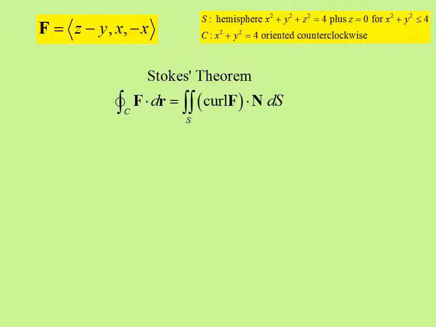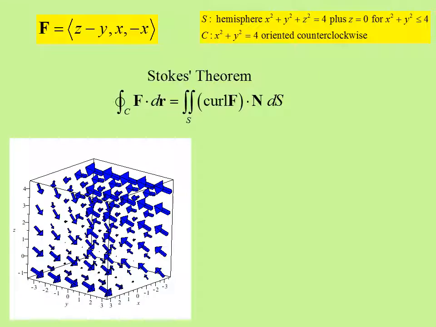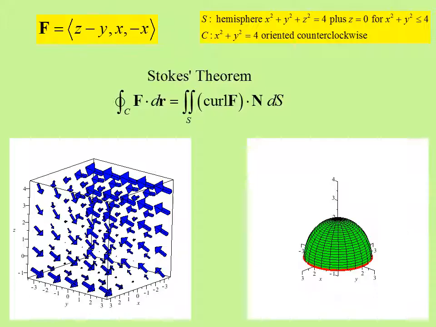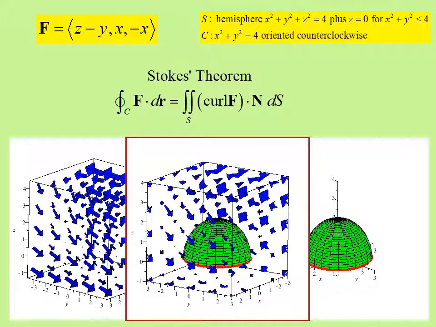Now we're going to be taking a look at this example and see how Stokes theorem applies. I've constructed a graph in Maple of the vector field and a graph of the surface, which is green, along with the curve, which is red.